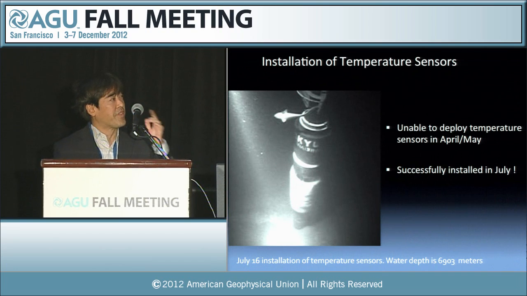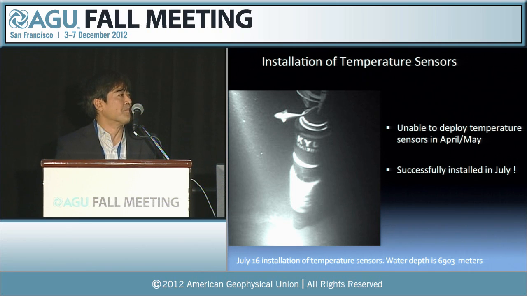And actually, because of that, we could not install the temperature sensors during the main expedition during April and May. But we were lucky to get some time later on to go back in July, and at that point the temperature string was put into the hole. And so this is the photo of the wellhead at 6903 meters of water depth, and this goes down to the fault zone in terms of the temperature sensors that were put in.